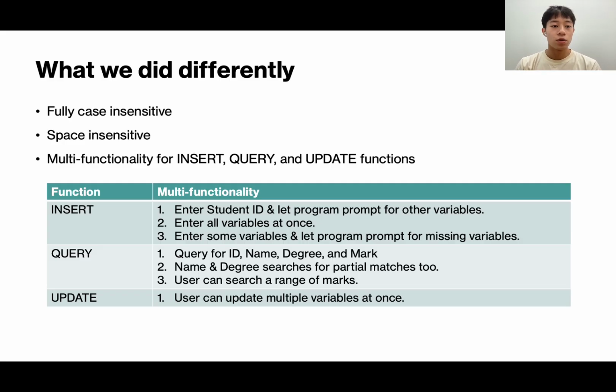For our query function, we allow the user to query for ID, name, degree, and mark. Name and degree searches search for partial matches too, and the user is able to search by a range of marks instead of an exact mark. For the update function, we allow the user to update multiple variables at once.